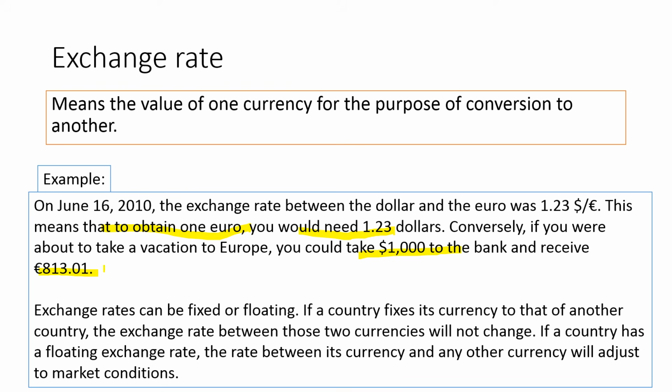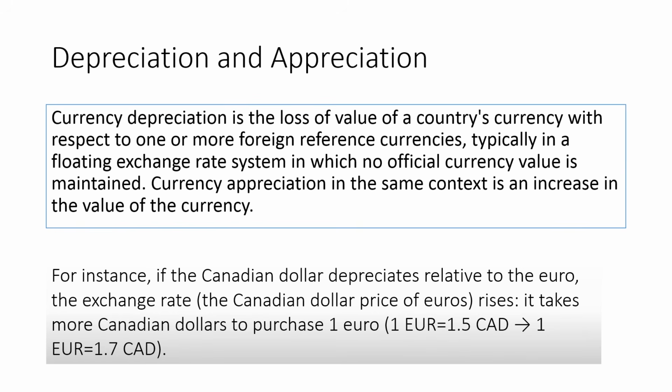So exchange rates can be fixed or floating. You need to remember that. If a country fixes its currency to that of another country, the exchange rate between those two countries will not change. If a country has a floating exchange rate, the rate between its currency and any other currency will adjust to the market conditions. So now we are going to talk about depreciation and appreciation.